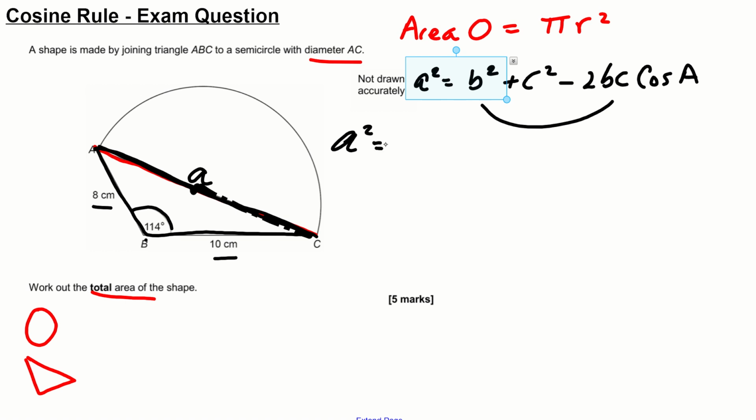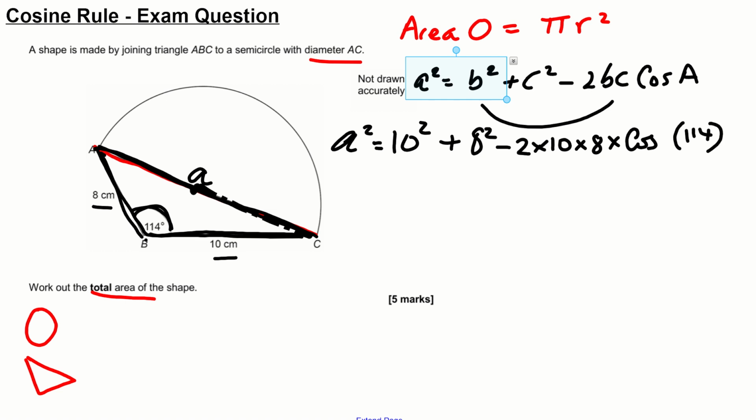So A squared is equal to B squared. Let's call that B. And let's call that C. Take away 2 times 10 times 8 times cos the angle in the middle of the two numbers, so cos 114. Remember, the cosine rule will work out that missing length. You need to be familiar that when you have two sides and an angle in the middle, it works out the opposite missing side of that angle.